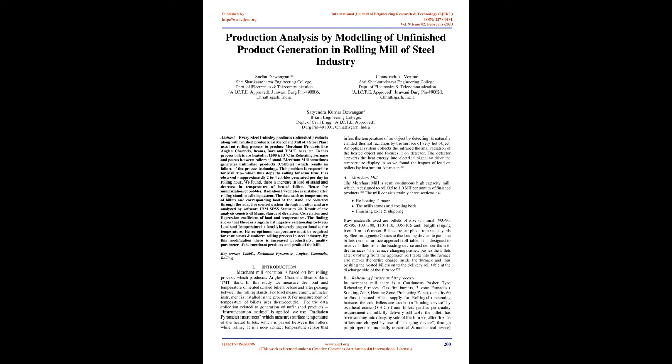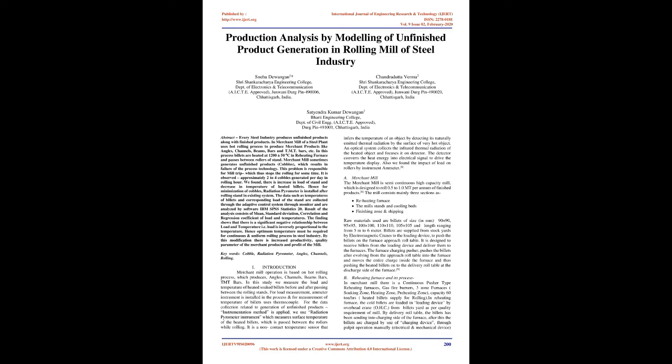and TMT bars, etc. In this process, billets are heated at 1200 plus or minus 50 C in a reheating furnace and pass between rollers of the stand. The merchant mill sometimes generates unfinished products, cobbles, which results in failure of the process technology. This problem is responsible for mill trip, which stops the rolling for some time.